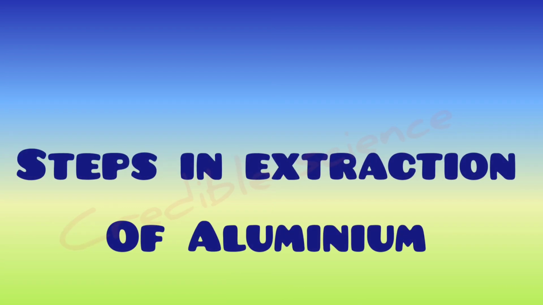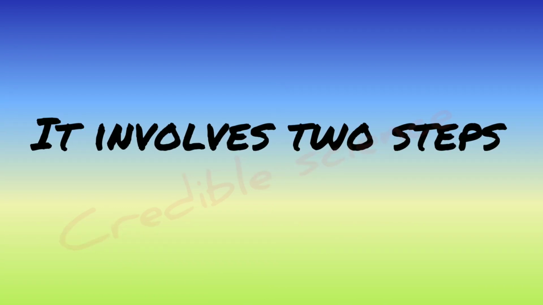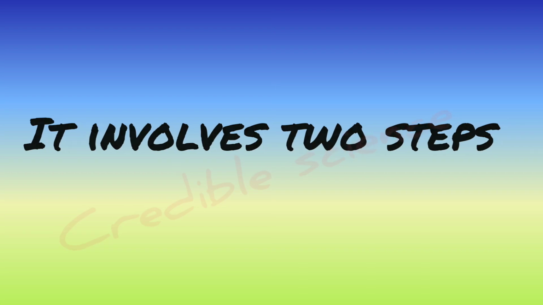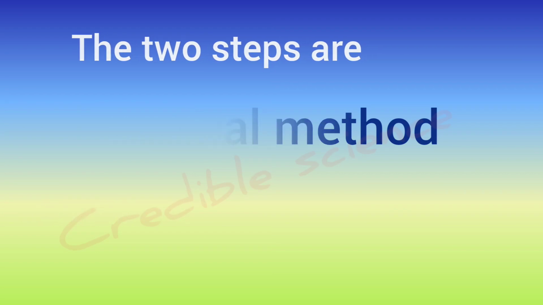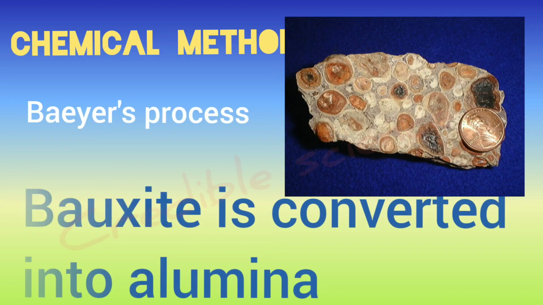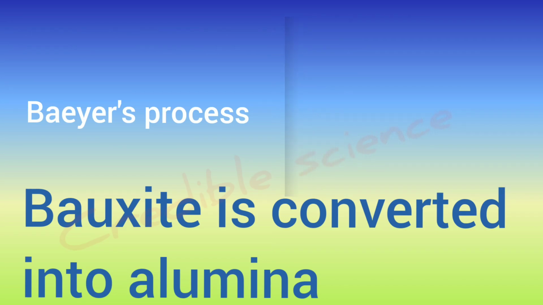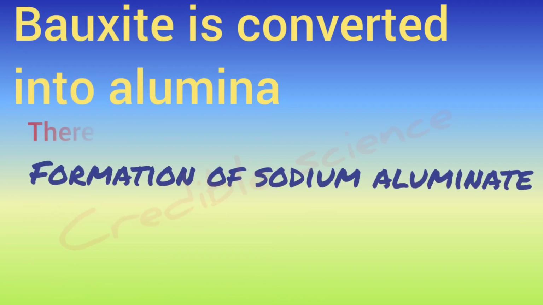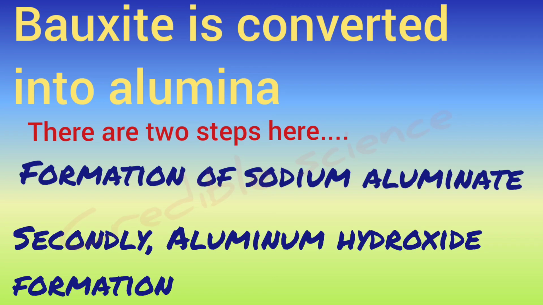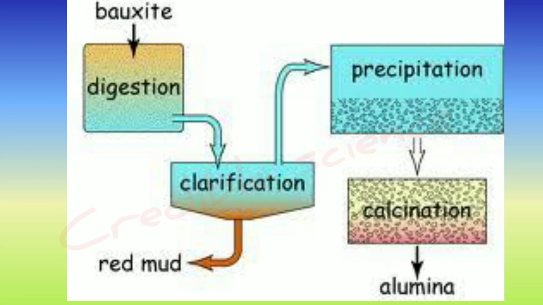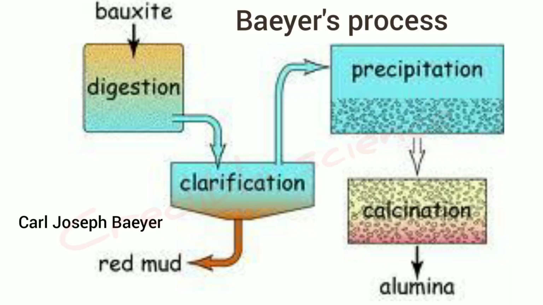Now let us understand the steps involved in the extraction of aluminium. There are 2 steps. What are they? Chemical method followed by electrolytic reduction. What is the chemical method followed here? It's called Bayer's process. Here the bauxite is converted into alumina. There are 2 steps in Bayer's process, namely the formation of sodium aluminate and secondly aluminium hydroxide formation. Carl Joseph Bayer introduced this method.